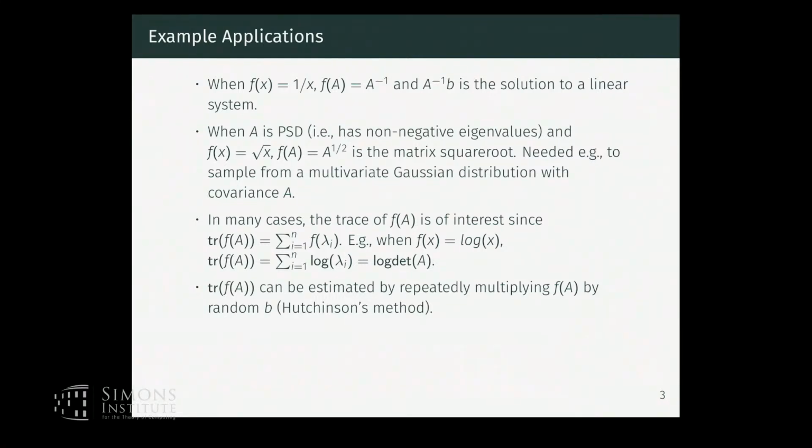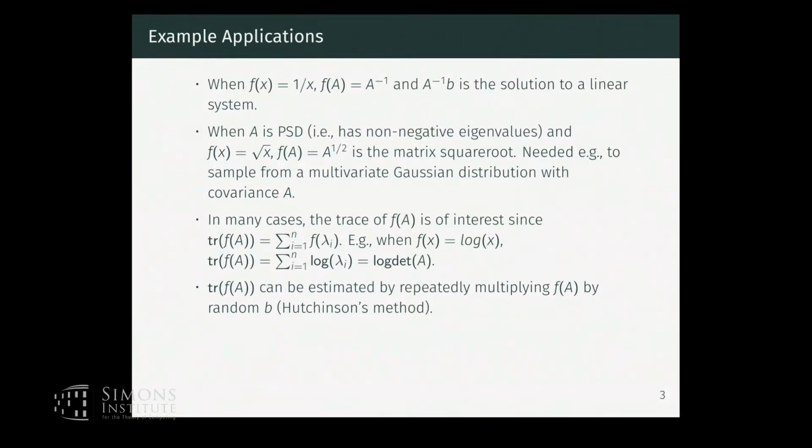Another time we care about matrix functions is computing the traces of matrix functions. So the trace of the matrix function f of A is just the sum of its eigenvalues, or in other words, it's the sum of f of the eigenvalues. So for example, if f of x is the log of x, then trace of f of A is just the sum of the logs of the eigenvalues, which is like the log determinant. And this shows up a lot, for example, in log probabilities and Bayesian optimization, all sorts of places.